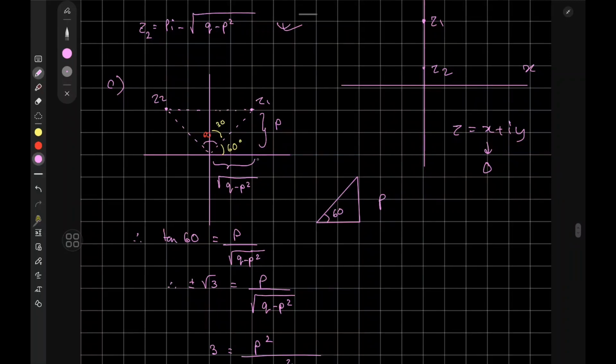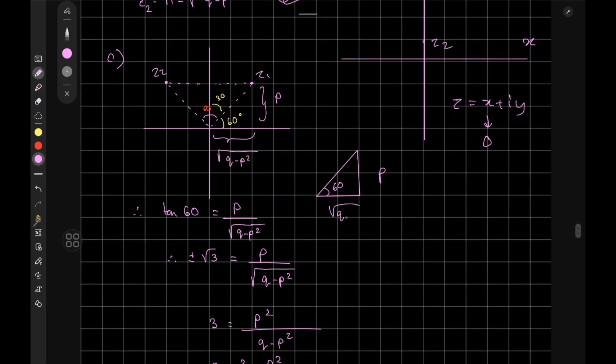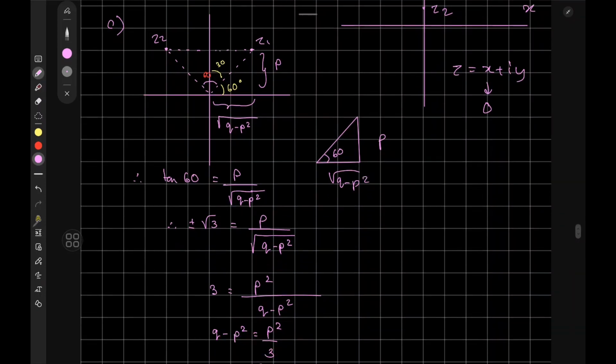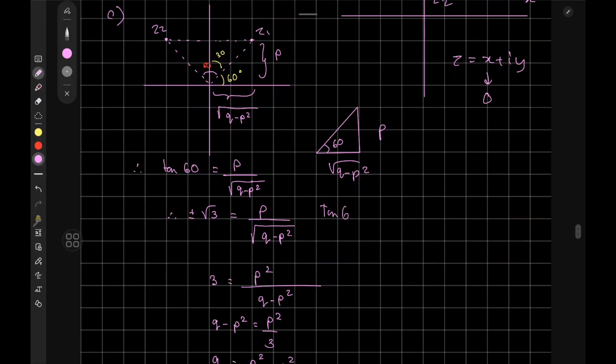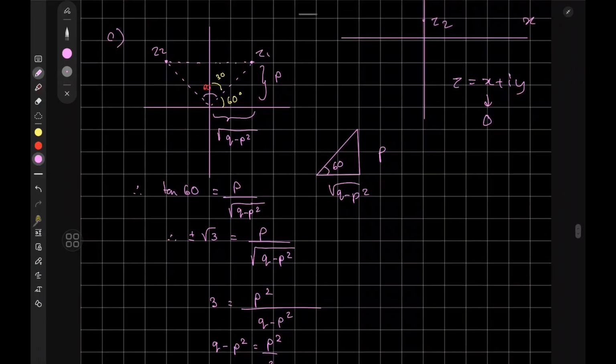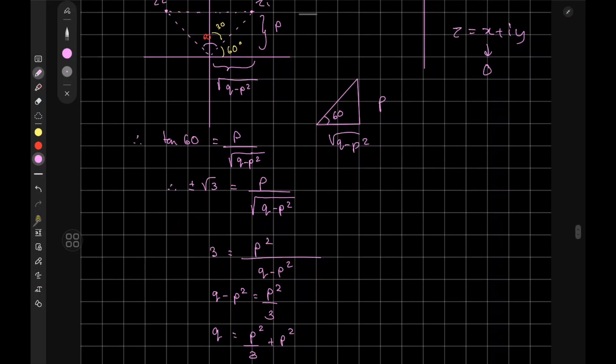And what is the distance on this axis? It's going to be root over this real part, which is root over q minus p square. So this is root over q minus p square. Right. So now you can say tan theta or tan 60 is p over root over q minus p square, right? Now you know the value of tan 60, which is plus minus root 3, plus minus because over here tan is positive, over here tan is negative. So plus minus root 3.